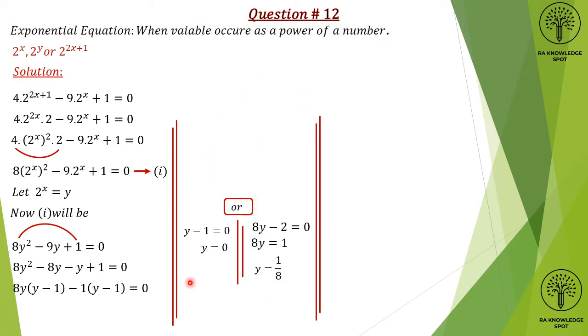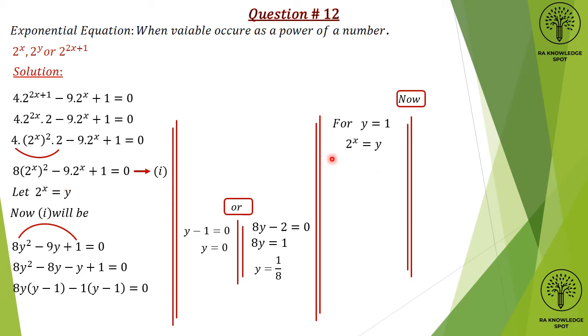Now moving towards the next part, you can see these are not the answer of the question. Why? Because our question is in the variable x, and here the answer is in the form of y. It means we have to substitute it again. So first we have to solve for y is equal to 1, and then for y is equal to 1 by 8. Now for y is equal to 1, what is the value? There is the first substitution.